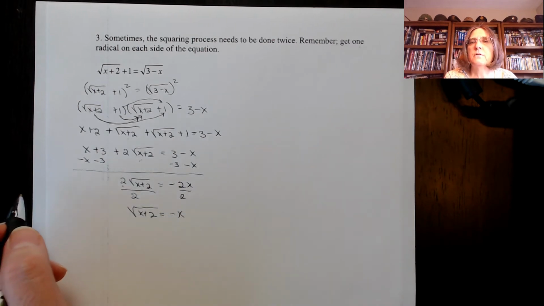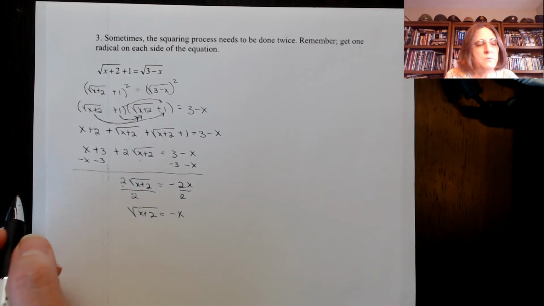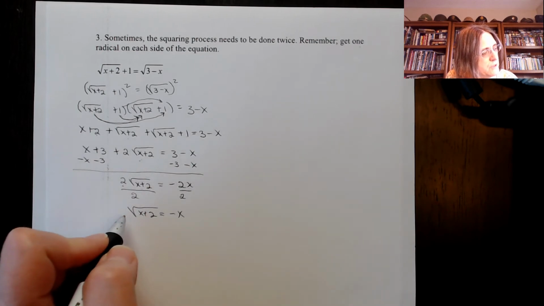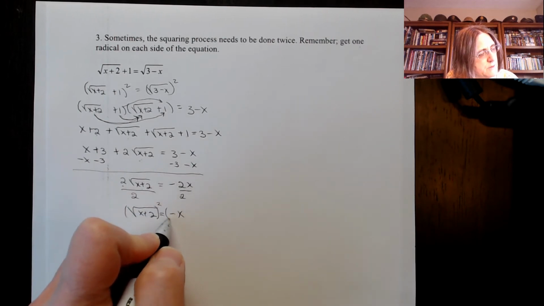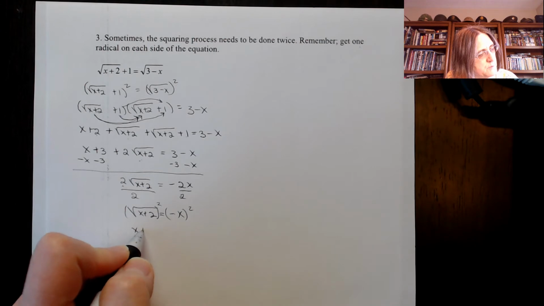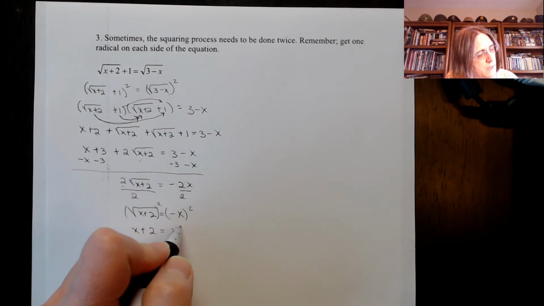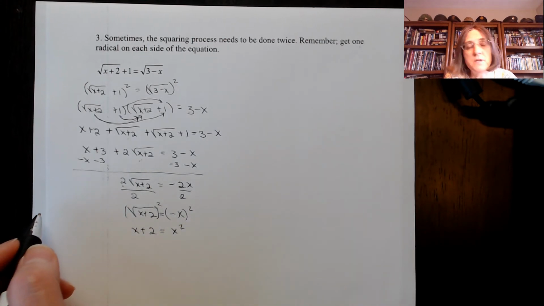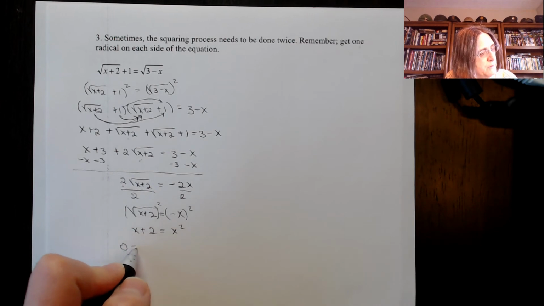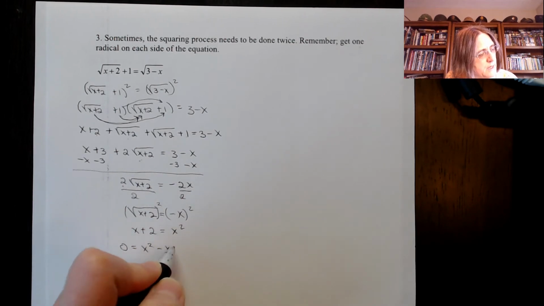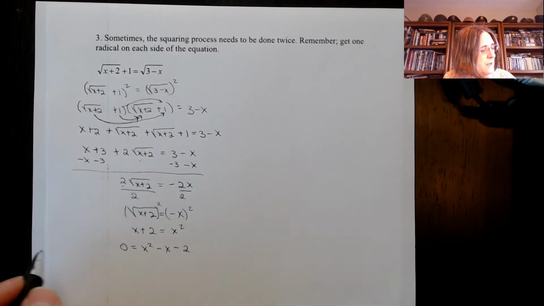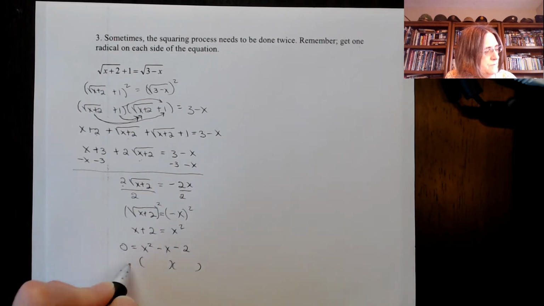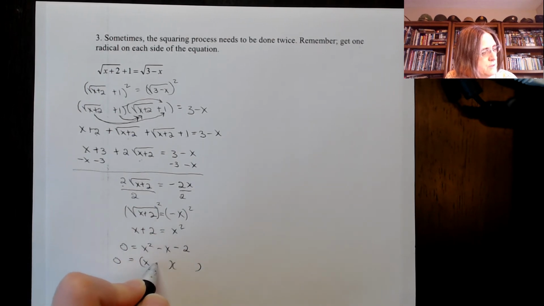Now we're going to solve this radical equation by squaring both sides of the equation. We get x plus 2 is equal to x squared. Getting one side equal to 0, we have 0 equal to x squared minus x minus 2. This will factor into x minus 2 times x plus 1.